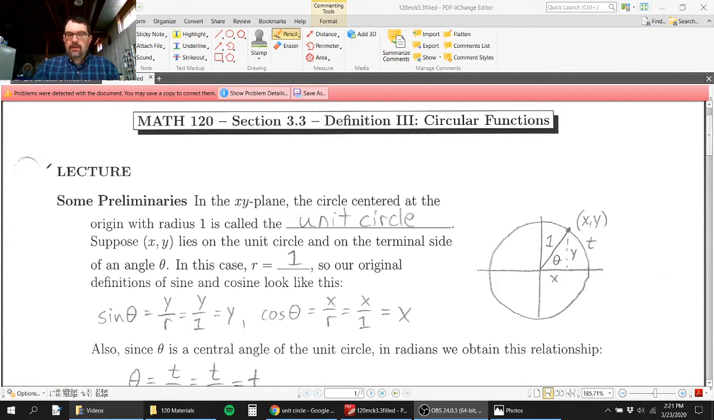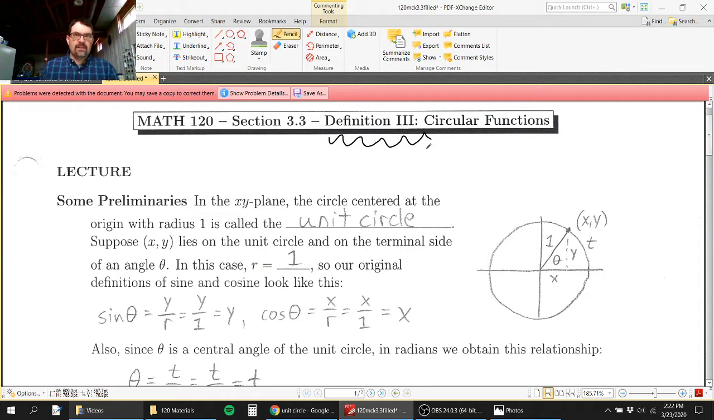Okay, 3.3, another short section. So here we go. Notice the title of this thing. Definition number 3 for our trig functions. And here they're called the circular functions, but they boil down to the same 6 trig functions.